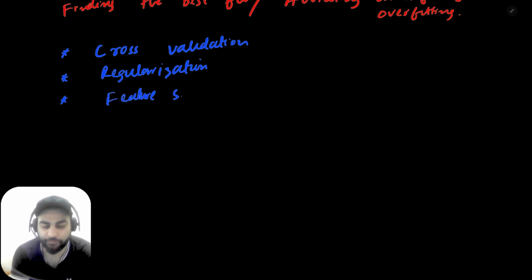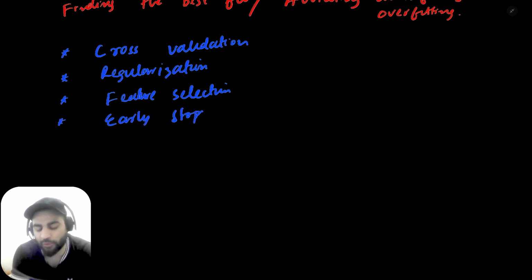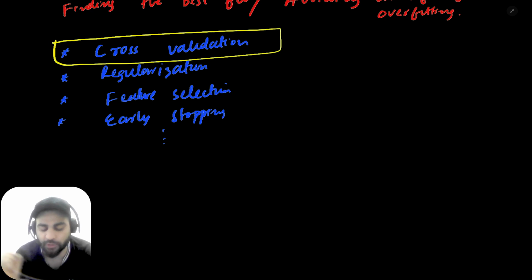Then we have something called early stopping. There are a lot more, but here we'll discuss cross validation. I think I started the discussion on cross validation also. So this is the topic of our interest today. We'll be learning about cross validation.